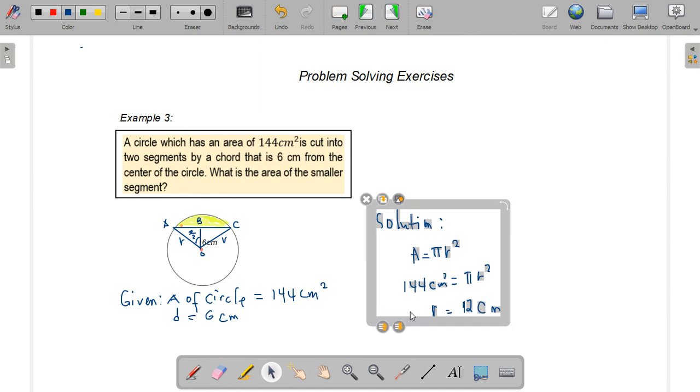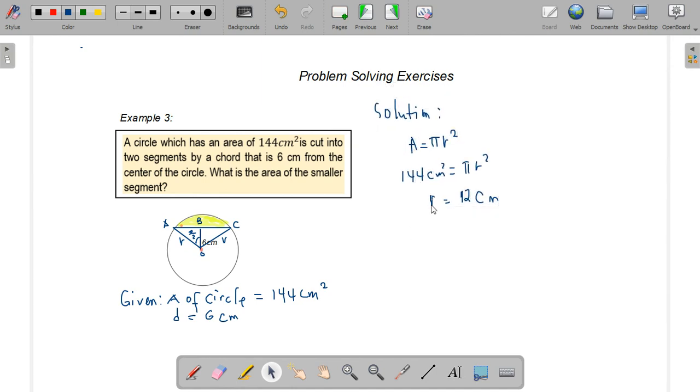Okay, so drawing natin yung triangle natin. So ang triangle natin ay B, C, at saka yung point O. Okay, so B is 6 and R is 12 and this is theta over 2. So we can solve for the theta over 2 by using the cosine, no? So cosine theta over 2 is equals to 6 over 12.